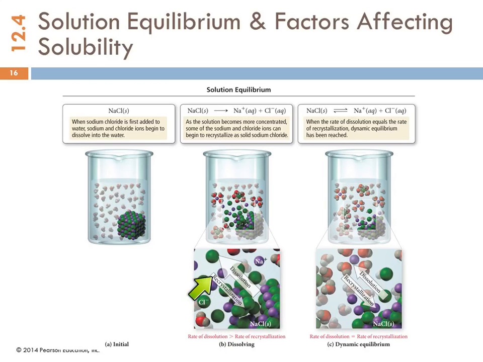Here in the middle, we have a little bit of recrystallization happening. That's going to be dependent on the concentration of sodium and chloride in the solution. Originally, none of that happened because there was no sodium and chloride to recrystallize. This dissolution keeps happening, but the recrystallization increases because the concentration of sodium and chloride out here in the solution increases, so this rate increases. Eventually, these two rates become equal, and you have sodium and chloride ions leaving the crystal and returning to the crystal.